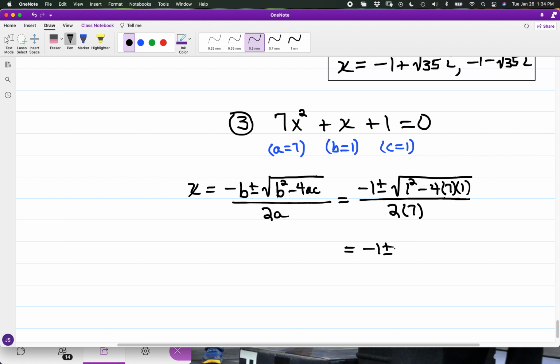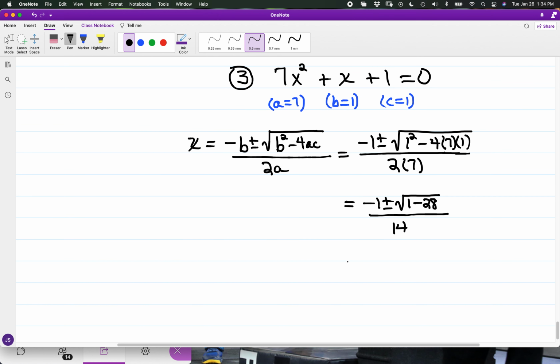So you have negative 1 plus or minus the square root. Now 1 squared is 1. Negative 4 times 7 is negative 28. Negative 28 times 1 is still negative 28. Then we have all over 14. Now we have negative 1 plus or minus. For the roots, again, they're going to be complex. Now 1 minus 28 is going to be negative 27.